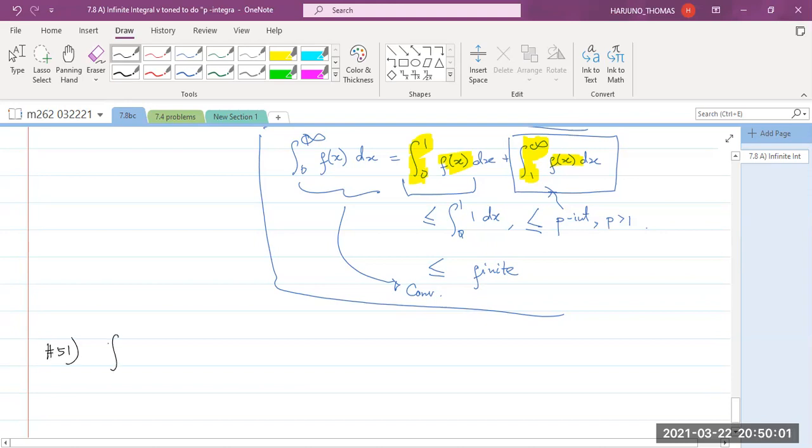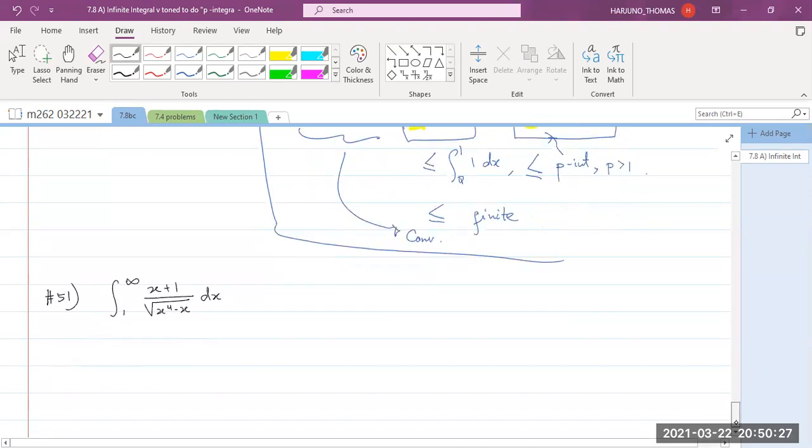The integral from 1 to infinity of x plus 1 over the square root of x to the fourth minus x dx. Let's take a look, it's already starting from 1 to infinity though. So let's take a look at this guy here, x plus 1 over the square root of x to the fourth minus x. This must be greater than x plus 1 over the square root of x to the fourth.